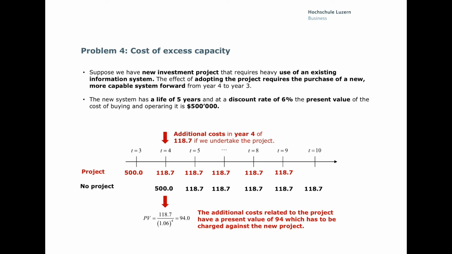If we undertake the project, additional costs of $118,700 occur in year 4. When we apply the 6% discount rate and discount these additional costs to the present, we obtain a present value of $94,000, which has to be charged against the new project in order to decide whether it should be realized or not.